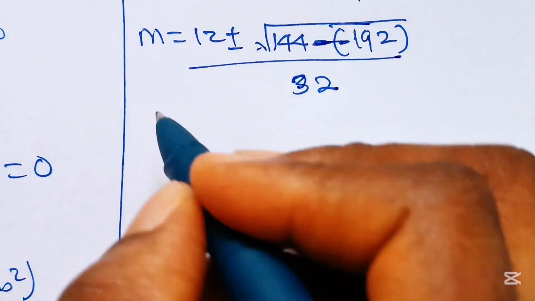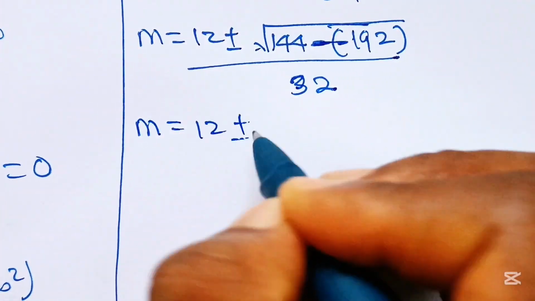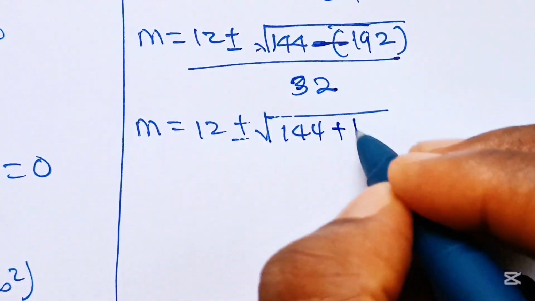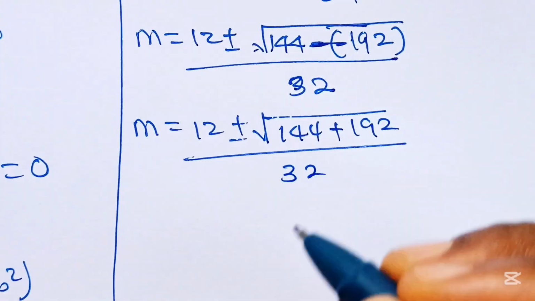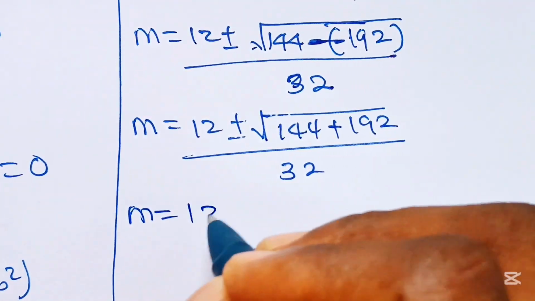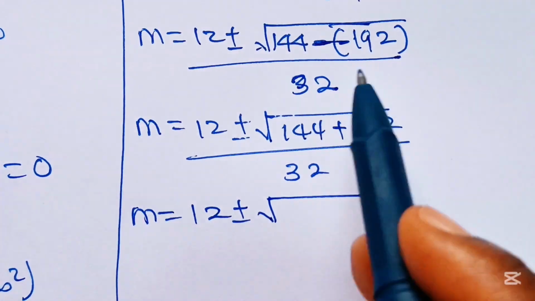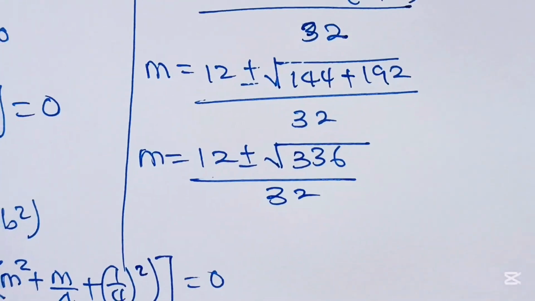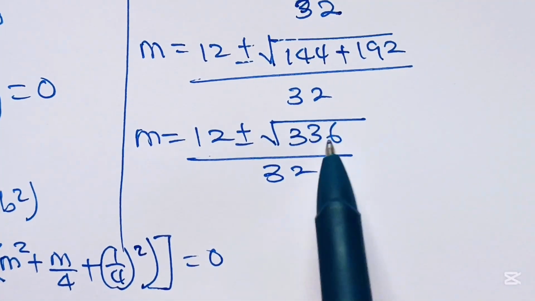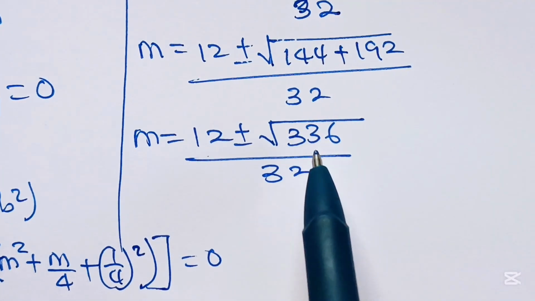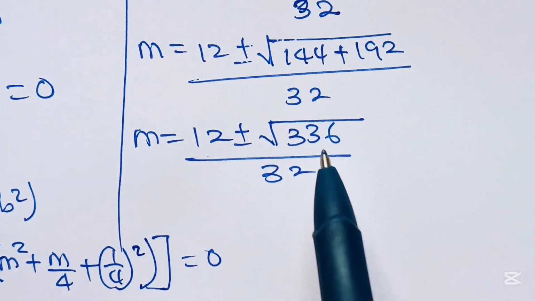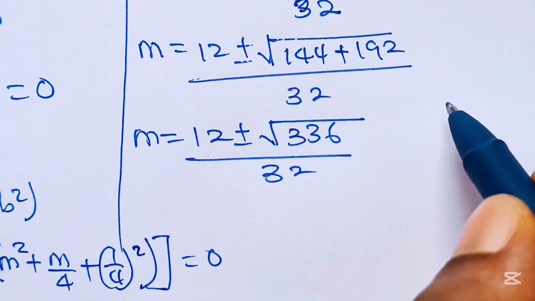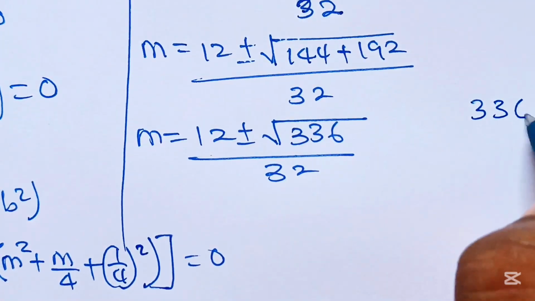So we have that m is equal to 12 plus or minus square root of 144. Now minus minus will give us plus, okay, 192, divided by 32. Now our m is equal to 12 plus or minus square root of, now what we have here is 336 divided by 32. Okay, now at this point, this 336, you need to factorize it and bring out a perfect square from it, that we can take a square root and it gives us a whole number. Okay, the only way to do that, let me show you, is we factorize this.